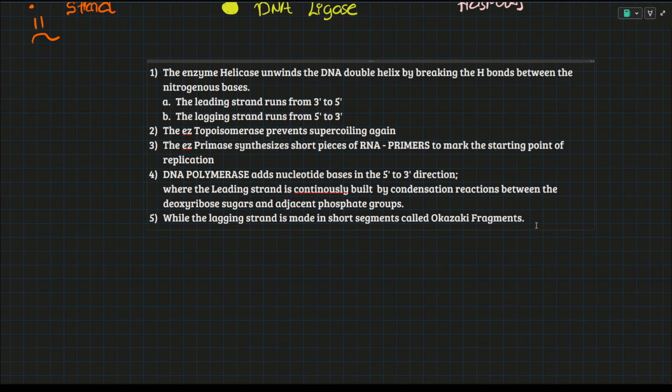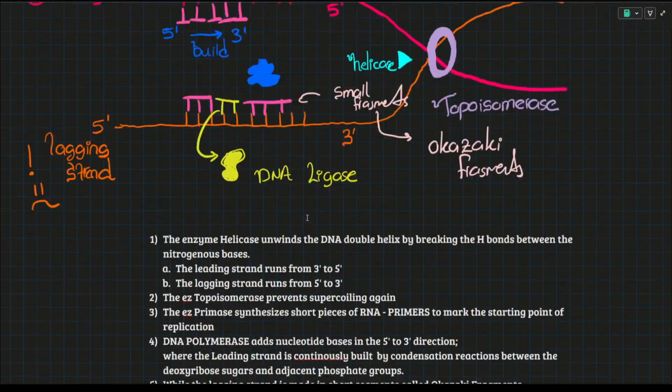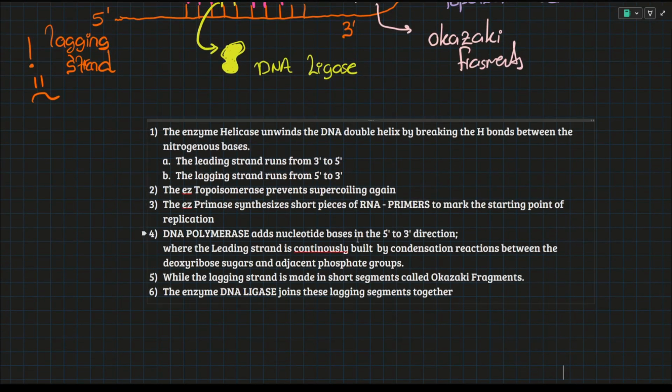DNA polymerase can't continuously build that like the leading strand. Right now, we need a way to clear up these holes and this mess. So because of that, we have the enzyme DNA ligase to join these lagging segments together like so. This is the entire DNA replication process according to what you should know. There's of course a ton more information that has to go into this, but this is the overall picture.